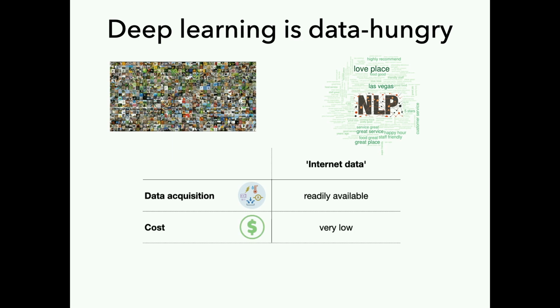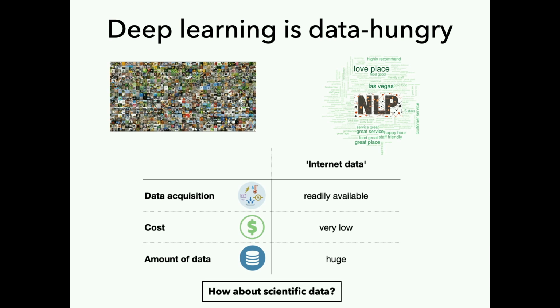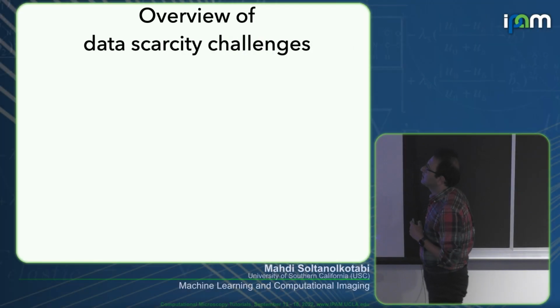Again, most of the data on the internet is free. And even for annotation, you can hire Amazon Turk to do that, so it's not that expensive. You do not need very expert annotators in some sense. Obviously the amount of data is huge, because it's the internet. But if you contrast that with scientific data, it's very different.